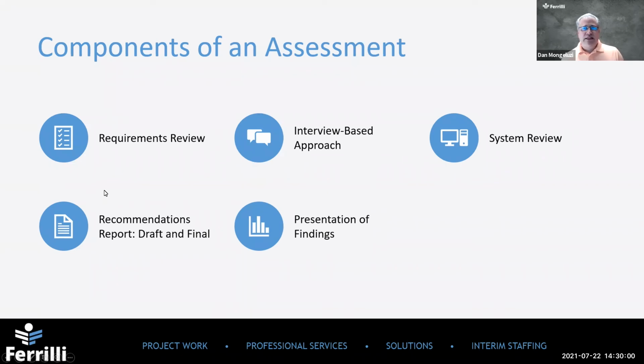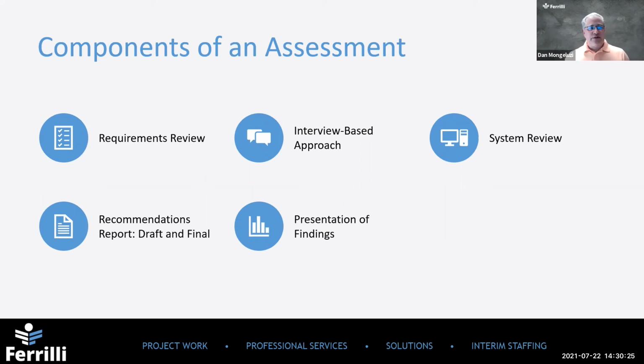So the components of the assessment are, the first step would be a requirements review. And that's where we sit down with you. We understand what systems you're utilizing today, understand what the state of it is. Is it working well for you? Are there problems that you're facing with it from an overall standpoint? And then we can work on the scope of what we're going to cover during our assessment.